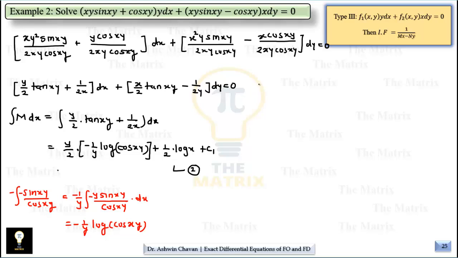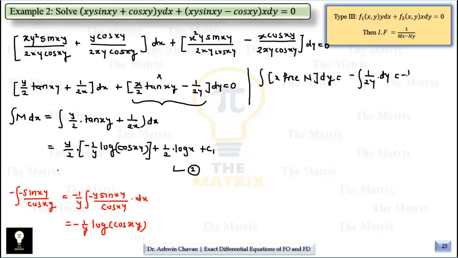This is equation 2. Now we take the x-free terms in N for the next integral, so x-free N with respect to y. So this is our Mdx plus Ndy, and this is our N, in which this term contains x, so we will not take it. So only minus 1 by 2y we can take for the integral, so 1 by 2y dy. So minus half is outside and 1 by y is integrated as log of y plus say c2, equation 3.